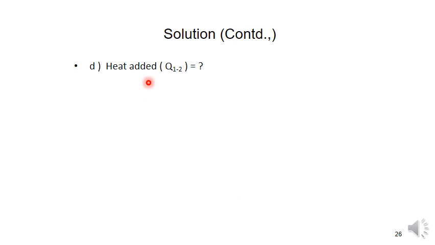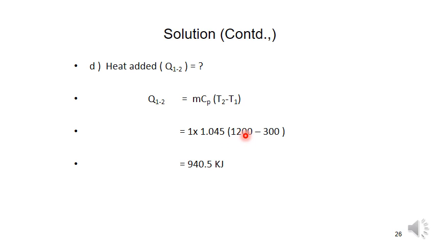Next one, heat added. Heat added is nothing but m Cp (T2 minus T1). The m value you know, the Cp value you know, 1.045. How will you get the Cp value? They gave it in the problem, Cp value 1.045, 1200 minus 300, so 940.5 kilojoules. This one is the heat added.